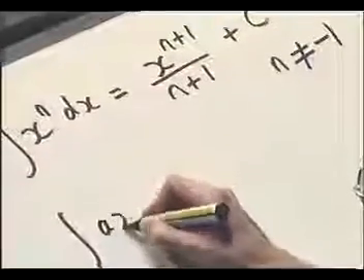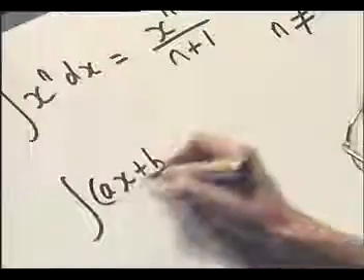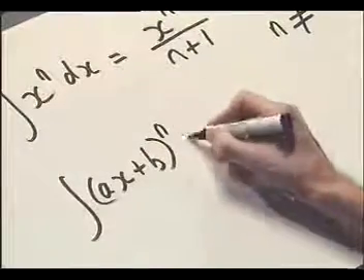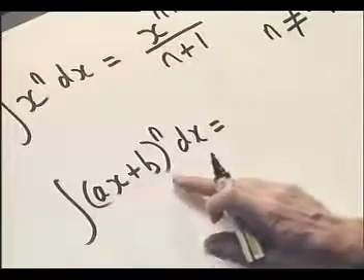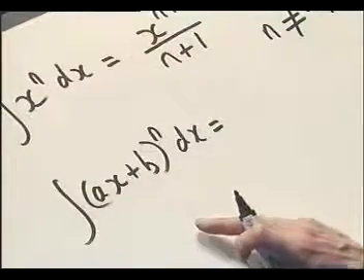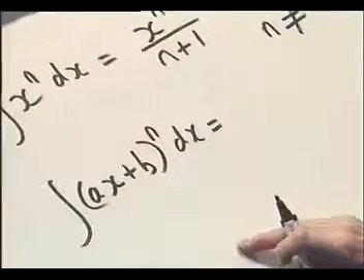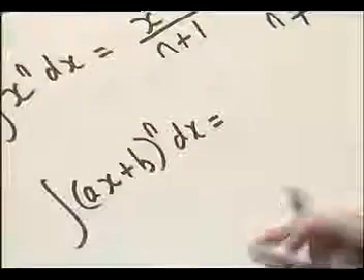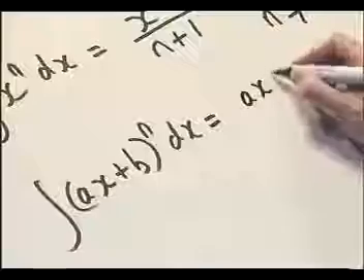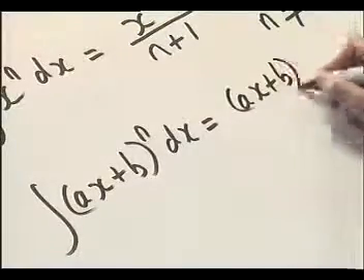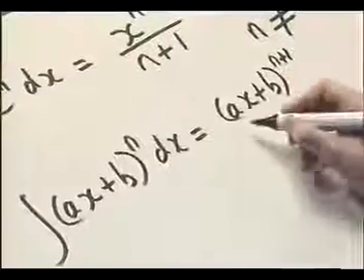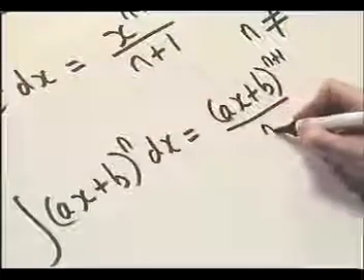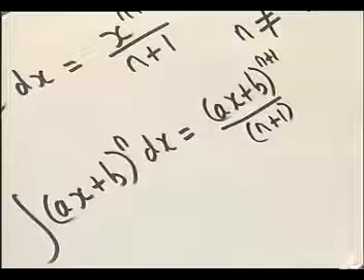An extension to this would be ax plus b, where again a and b are just numbers, just constants, again raised to the power n. Ax plus b is very little different to x. So again we add 1 to the index and divide by the new index.